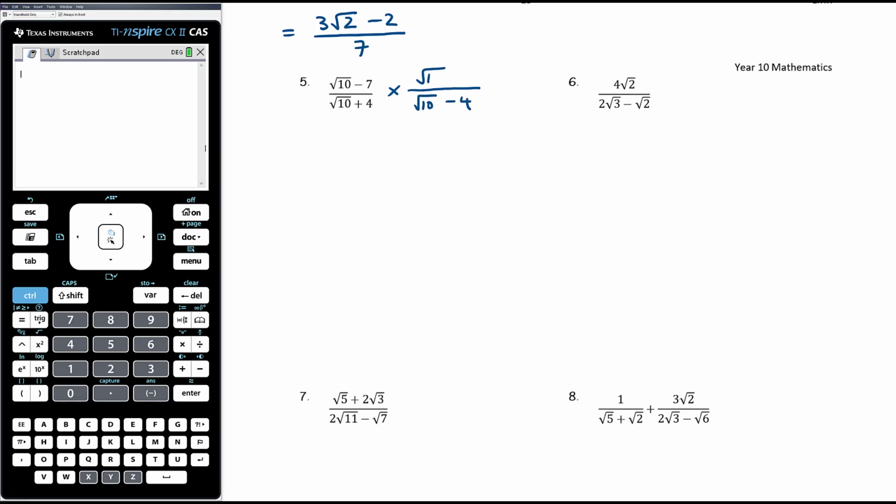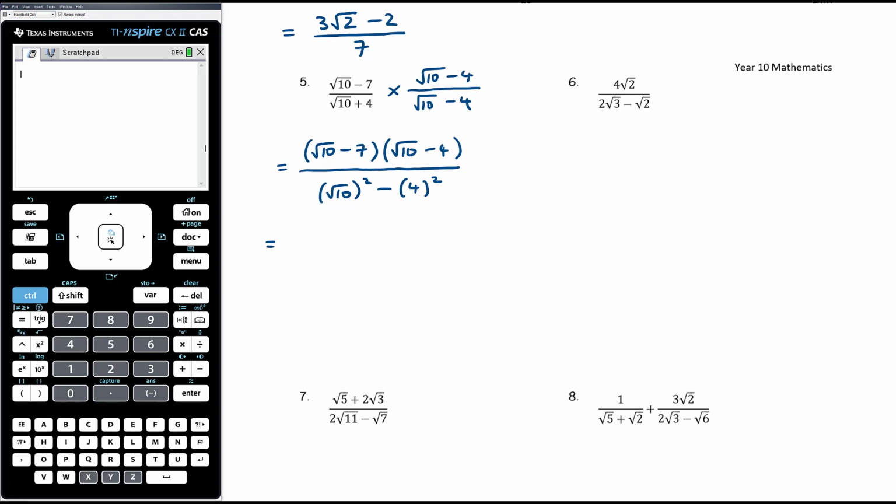So we're going to multiply top and the bottom by root 10 minus 4. So on the numerator, we've got root 10 minus 7 times root 10 minus 4, and on the denominator we've got root 10 squared minus 4 squared from that difference of two squares pattern.